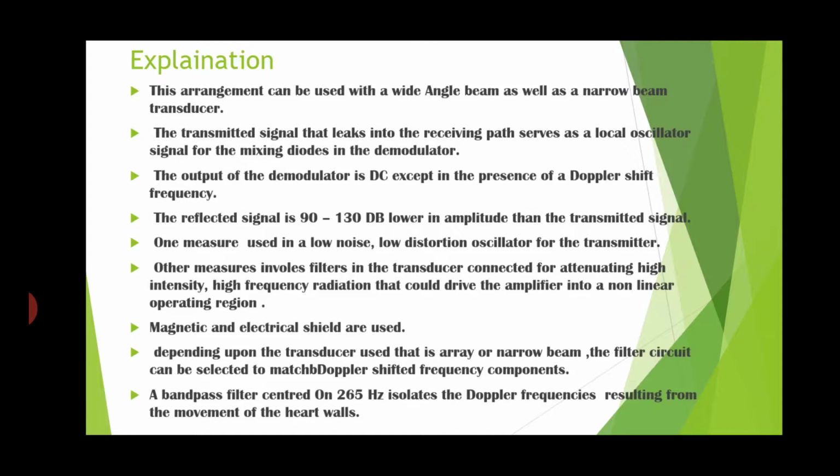One measure used is a low noise, low distortion oscillator for the transmitter. Other measures involve filters in the transducer for attenuating high intensity, high frequency radiation that could drive the amplifier into a non-linear operating region. Magnetic and electrical shields are used.